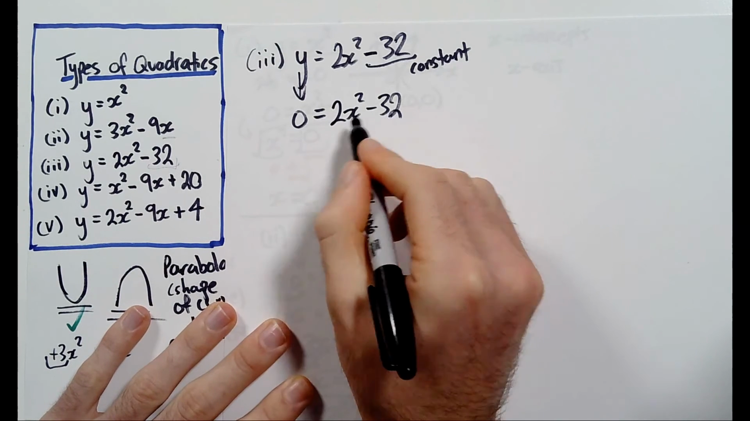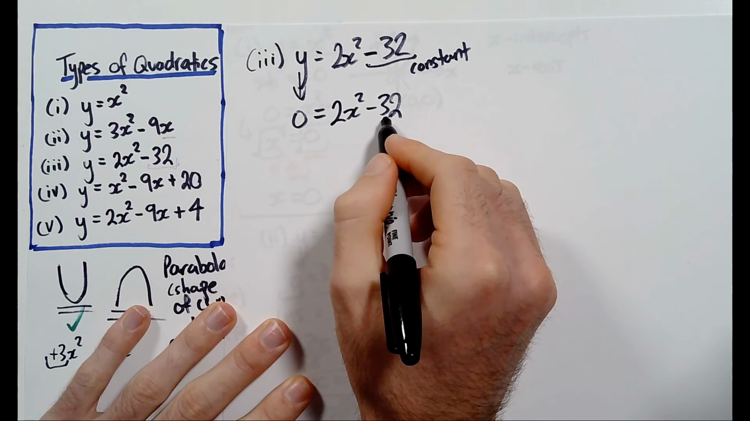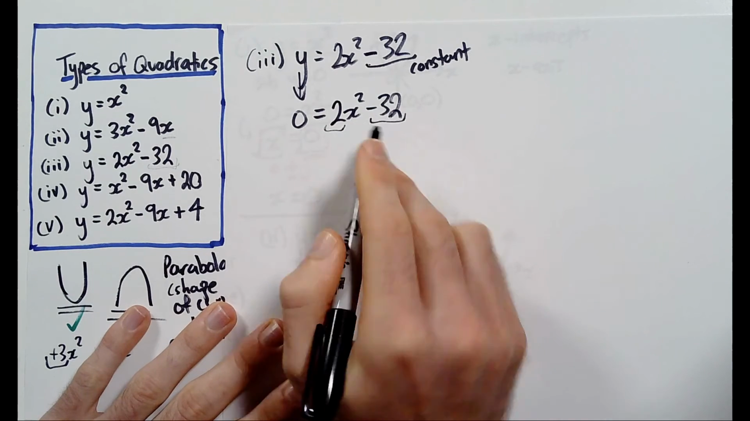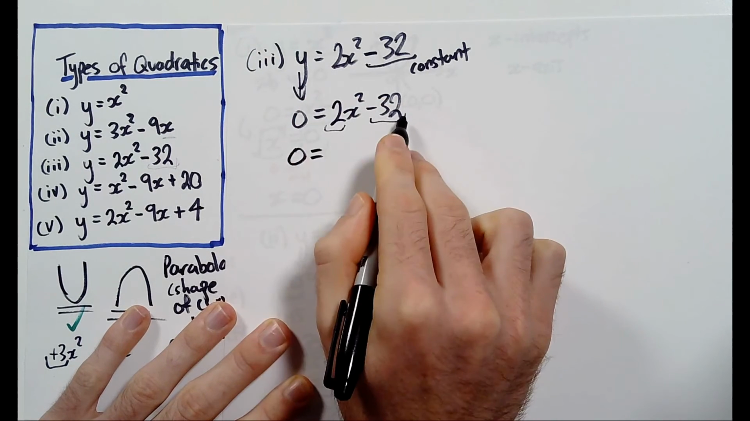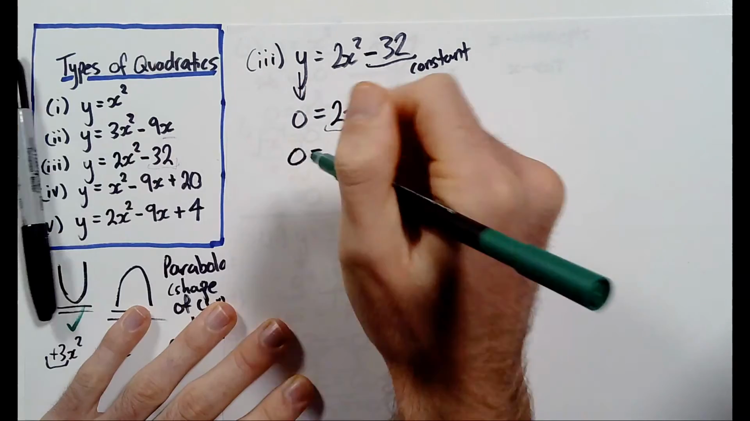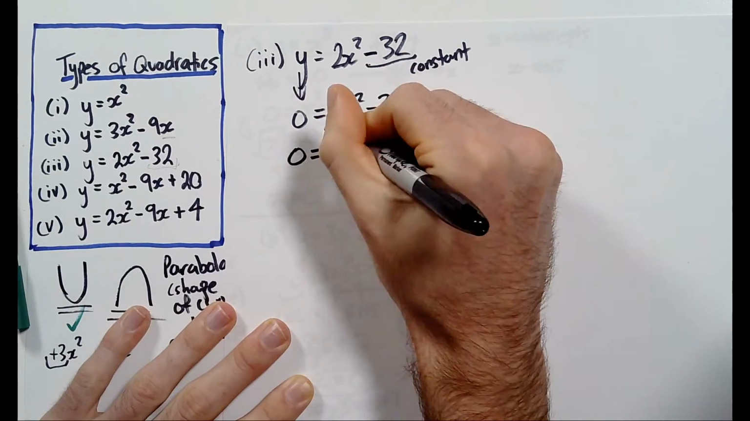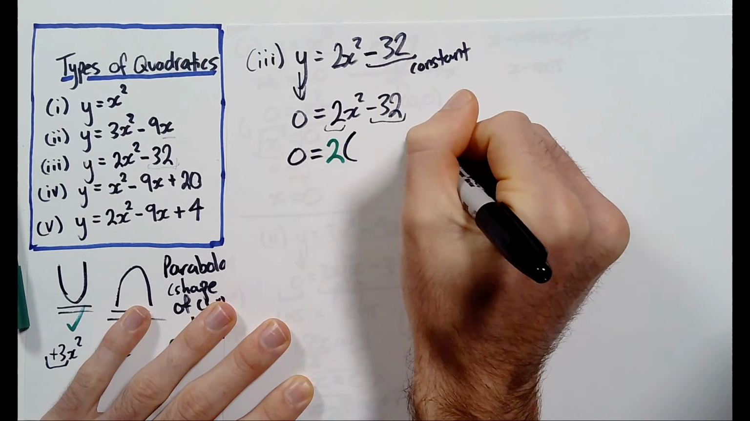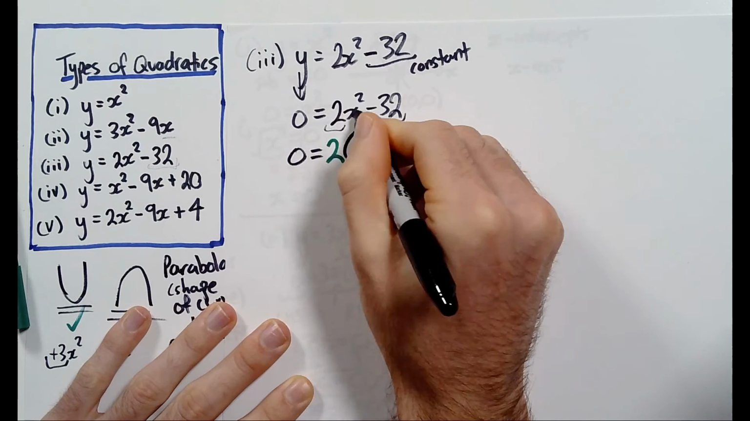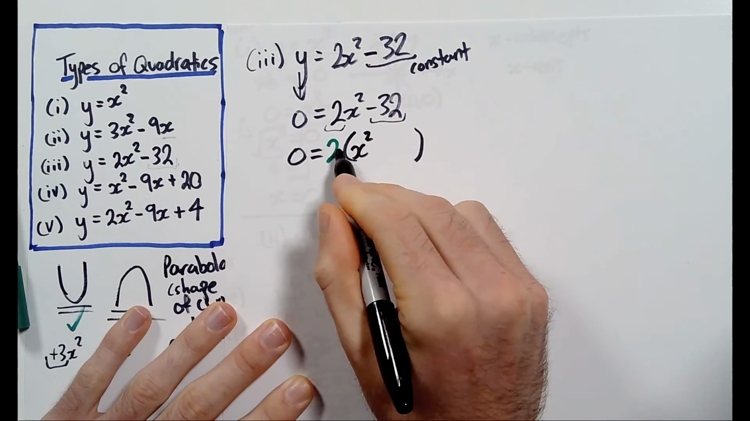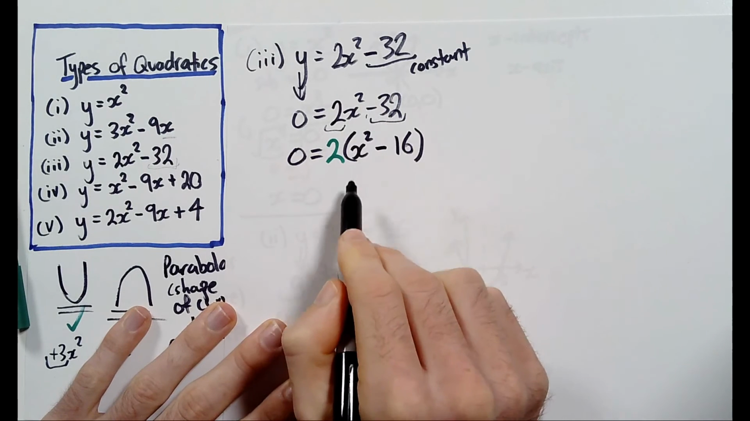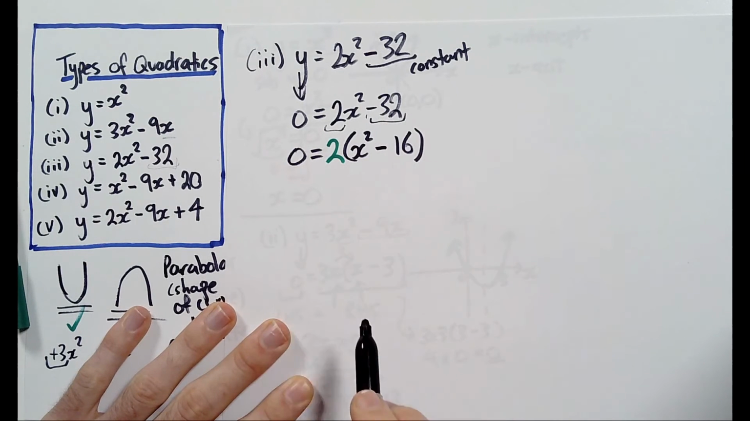Well, because again, there's only two terms, what I'll first do is actually see if there's any common factor. And there is. Even though they both don't have an x, they both have 2 as a factor. 2 goes into 2 and 2 goes into 32. So again, I factorize out the front, the common 2, and then I work out what needs to go in the brackets by reversing what I just did. So 2 times what gives me 2x squared? x squared. And 2 times what gives me negative 32? Minus 16. Okay, so again, these are the same values. This is just factorized. This is expanded.